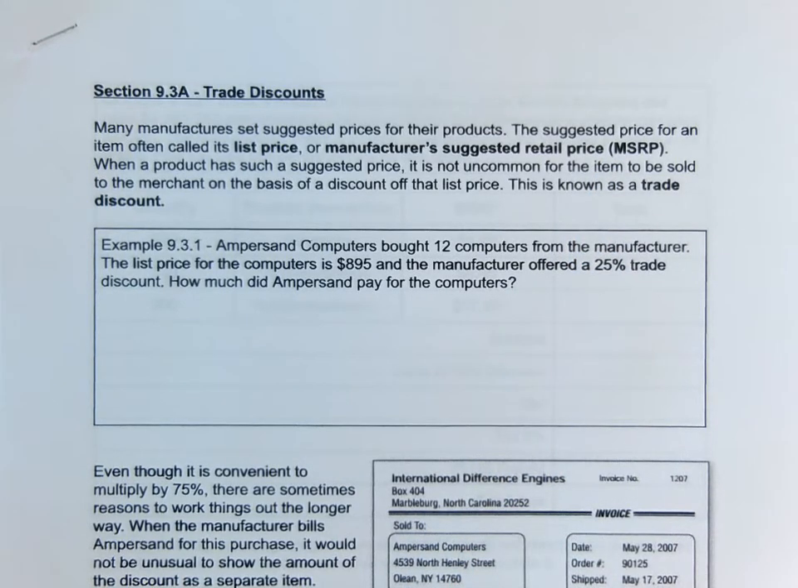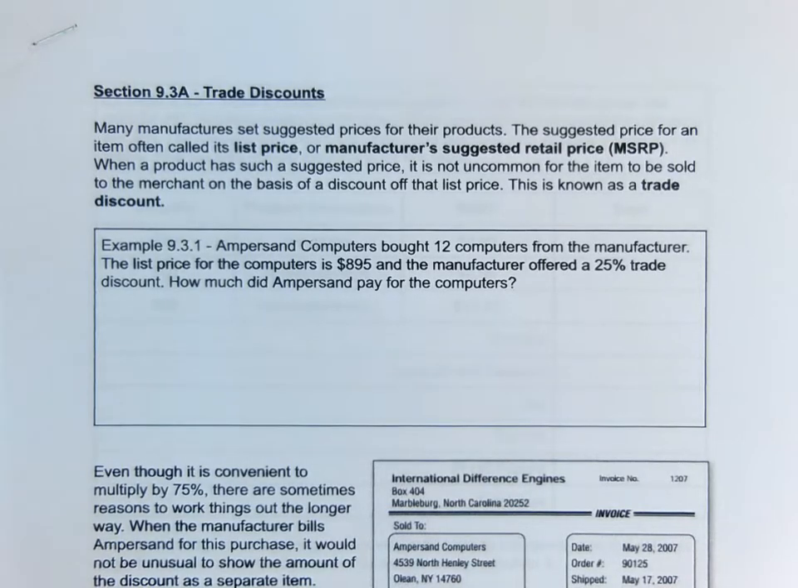So let's see, we have an example here. Ampersand Computers bought 12 computers from the manufacturer. The list price for the computers is $895, and the manufacturer offered a 25% trade discount. How much did Ampersand pay for the computers? Well, it's $895 per computer. I know it doesn't read that way.